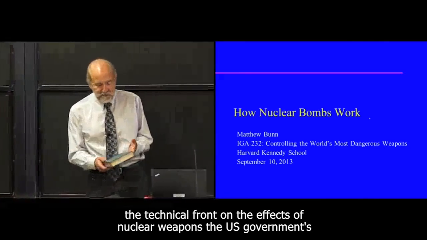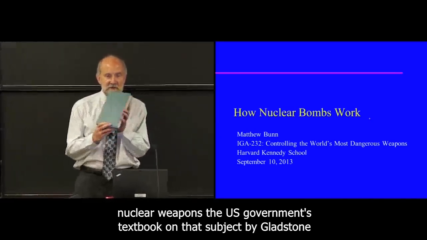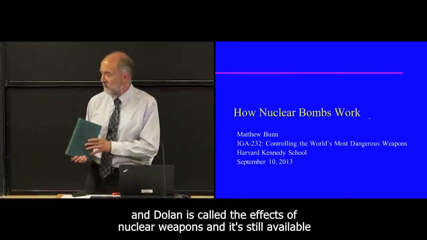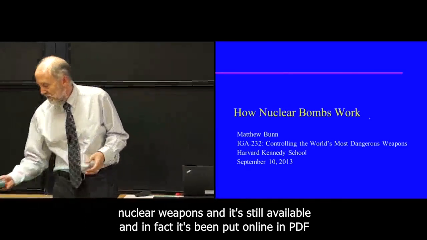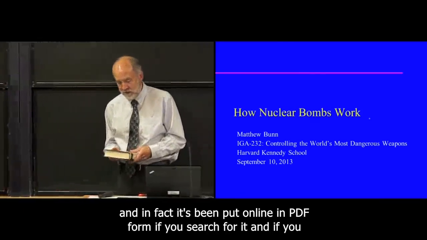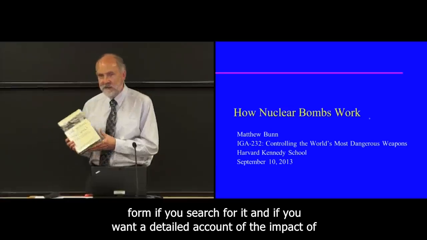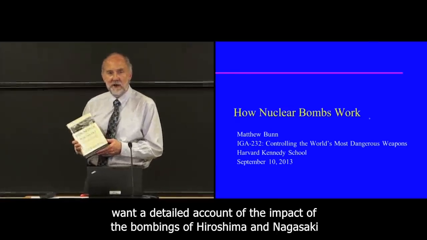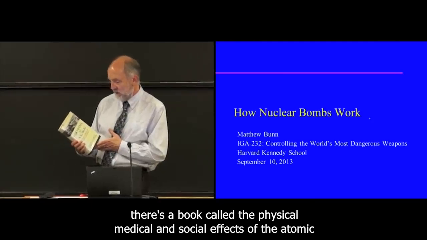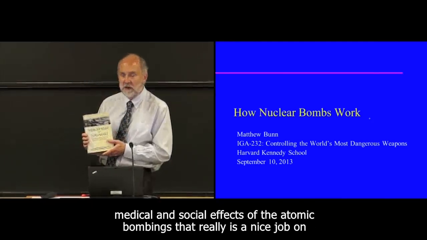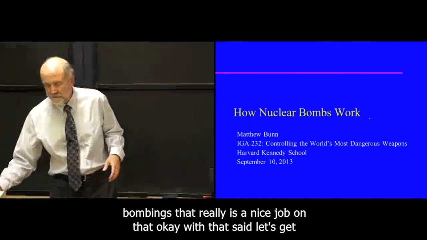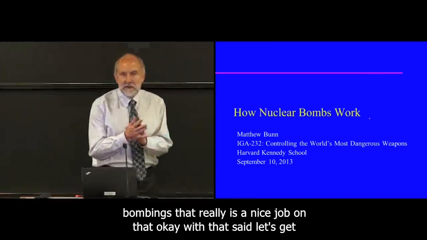On the effects of nuclear weapons, the US government's textbook on that subject by Gladstone and Dolan is called The Effects of Nuclear Weapons and is still available. In fact, it's been put online in PDF form if you search for it. And if you want a detailed account of the impact of the bombings of Hiroshima and Nagasaki, there's a book called The Physical, Medical, and Social Effects of the Atomic Bombings that really is a nice job on that. Okay. With that said, let's get started.